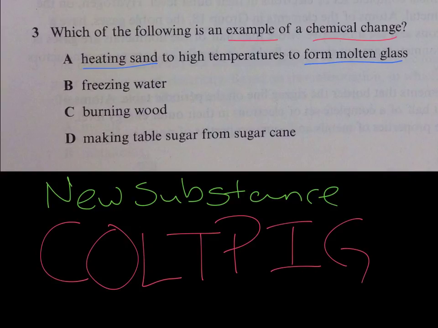So here, you're the one that actually adds heat to the sand to melt it. So if you're adding heat, is it happening on its own? Great job. It's not happening on its own, so that's why high temperatures here would not be considered temperature from COLD PIG. Alright, so now let's go ahead and eliminate this answer. Let's look at the next one.